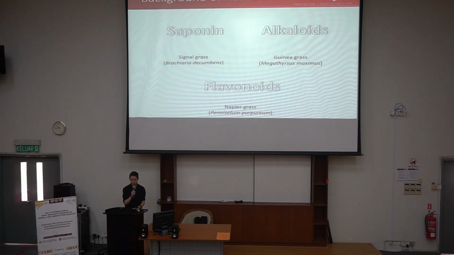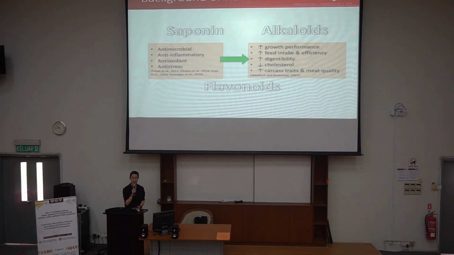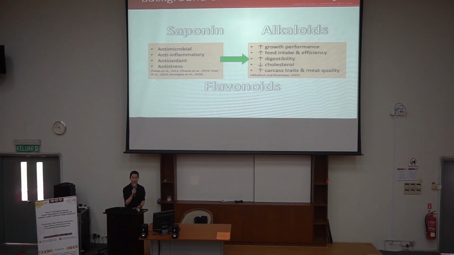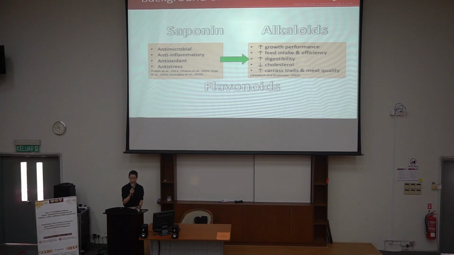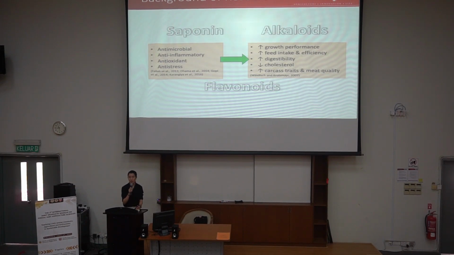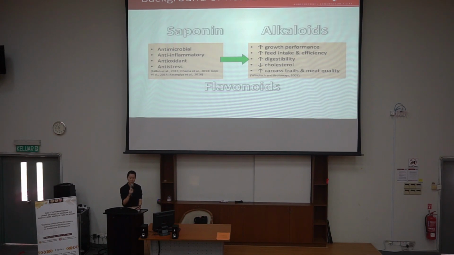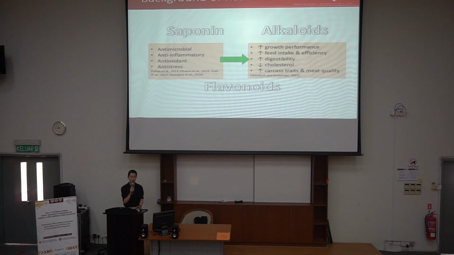These phytocompounds are known to have antimicrobial, anti-inflammatory, antioxidant, and anti-stress properties, which, when given in the appropriate amounts to poultry, have the potential to improve growth performance, feed intake and efficiency, and digestibility, lower cholesterol, and improve carcass traits and meat quality.